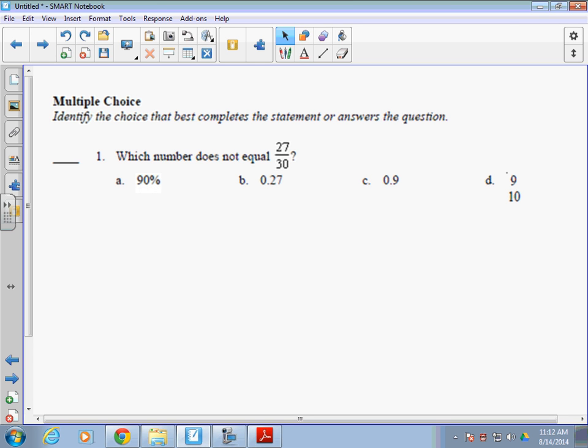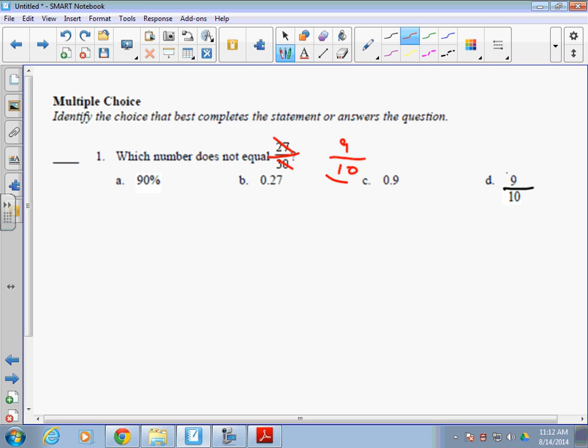Then you have four different values that show up. Which one doesn't equal 27 over 30? Well, you have to look, that says 27 divided by 30. So if you divide 27 by 30, or you just simplify the fraction, might be an easier way for some people. 3 goes into 27 9 times, and it goes into 30 10 times.